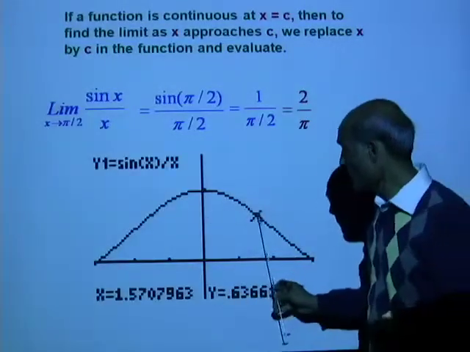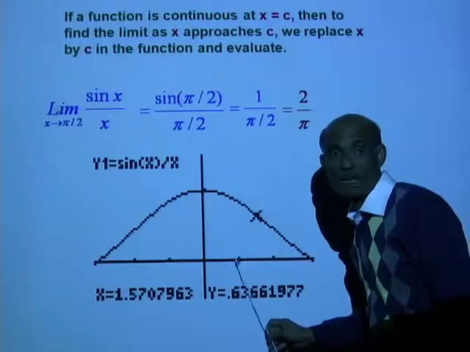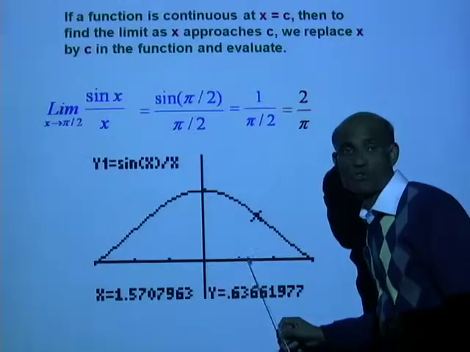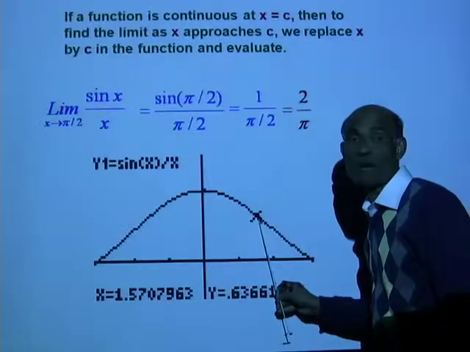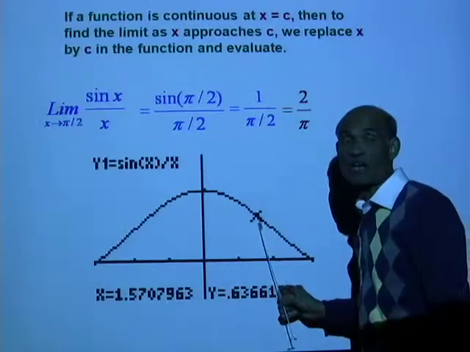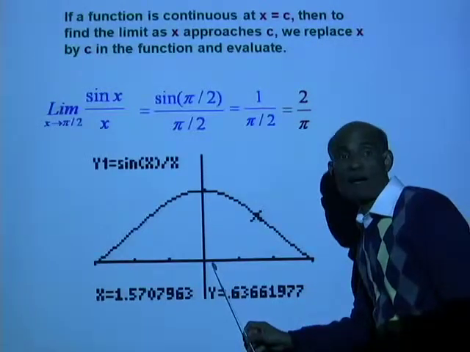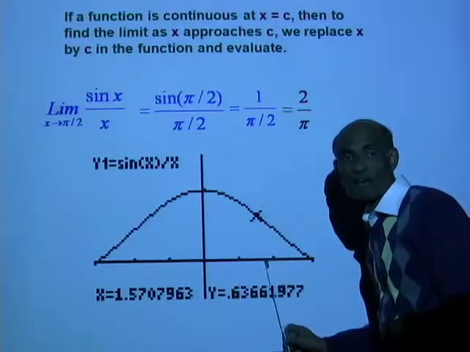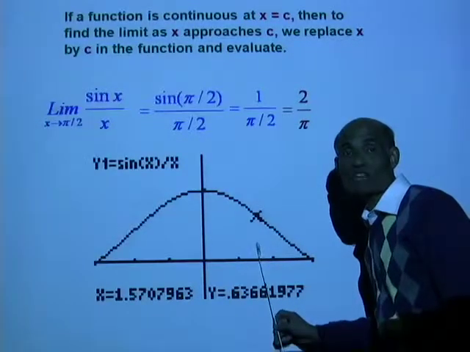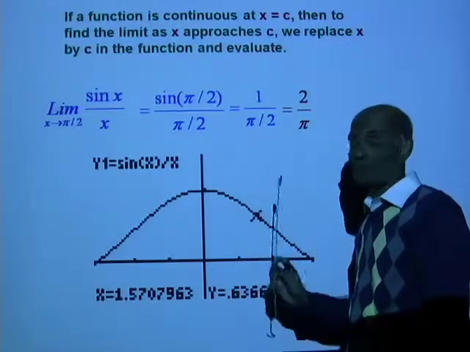Now, as x gets closer and closer to pi by 2, the function value is 2 over pi. Once again, I want to emphasize here, x can approach pi by 2 from the left and also from the right, and in both these cases the output is the same. Alright? Okay.